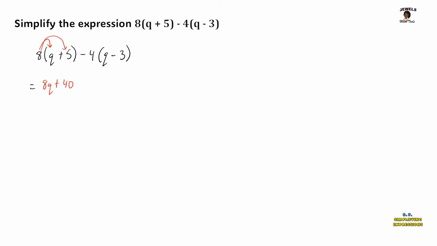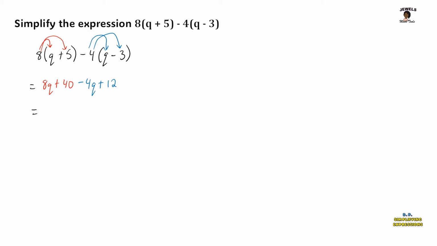And in this distribution, I would also be distributing my minus sign, which will operate as a negative sign in the distribution with my 4. So I will be distributing negative 4 to q, which will equal negative 4q. And then I'll be distributing my negative 4 to my negative 3, or my minus 3, which will equal a positive 12.